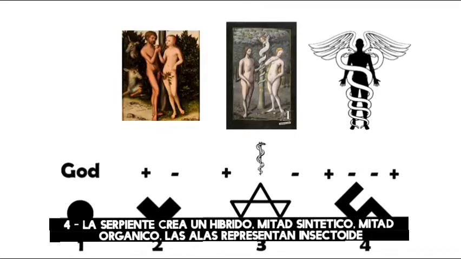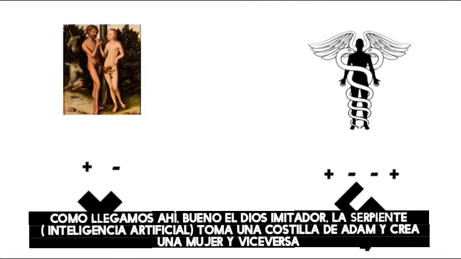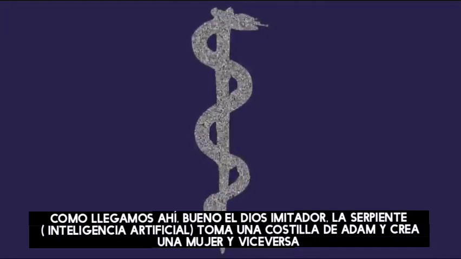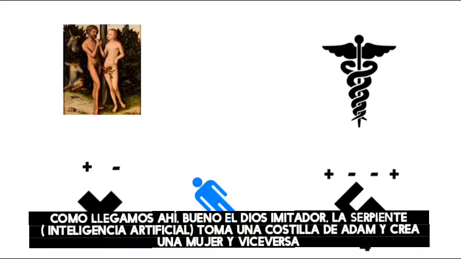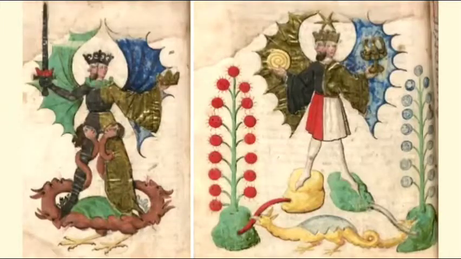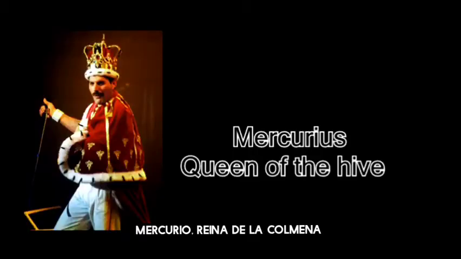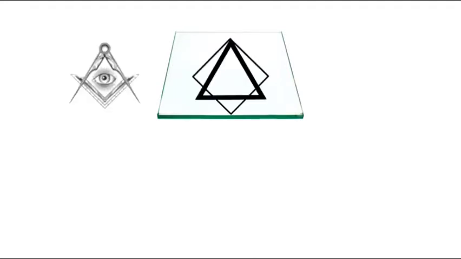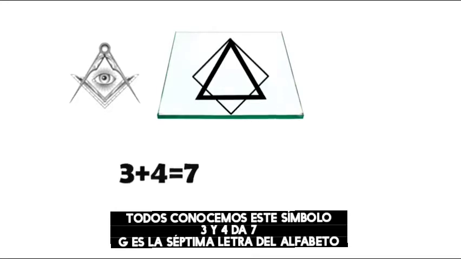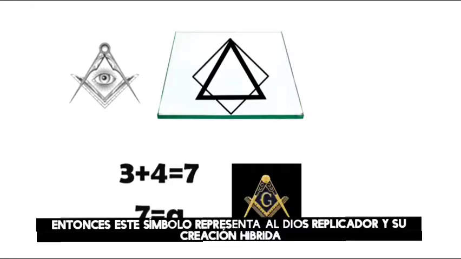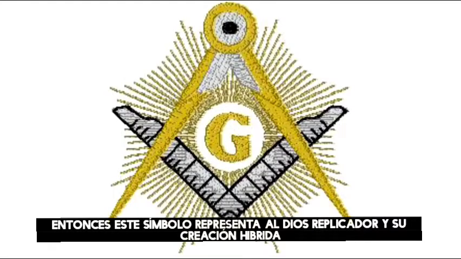The wings stand for insectoid. How did we get there? Well, the imitator God, the snake AI, takes a rib of Adam and creates a woman, and vice versa. So you have the square and the triangle. We all know this symbol. 3 and 4 give 7. G is the 7th letter of the alphabet. So this symbol stands for the replicator God and its hybrid creation.